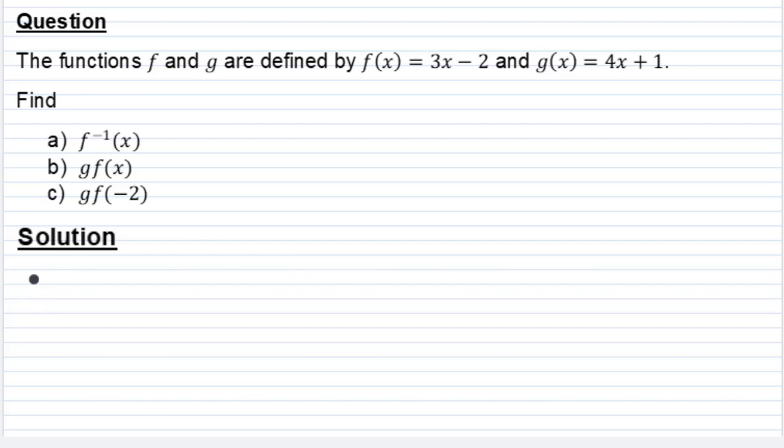So we start with the first one. First of all, I'll just write again the functions that we have here. We have f of x is equal to 3x minus 2 and g of x is equal to 4x plus 1. So these are the functions that we are given. So we start with part A.